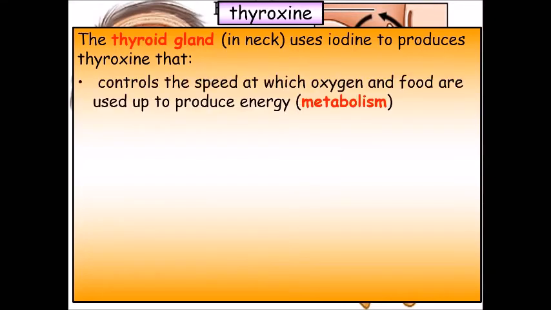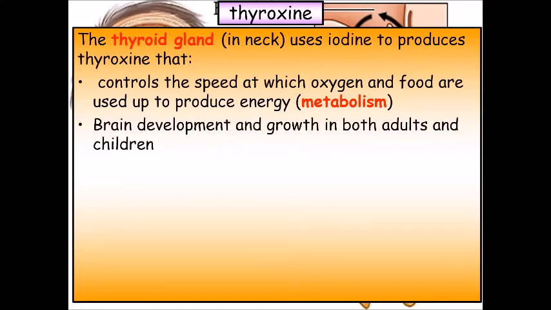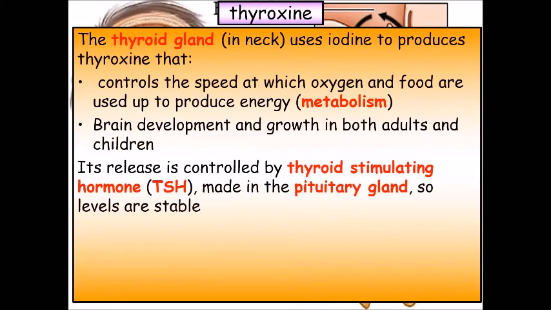But like I said, it controls metabolism, so the rate at which chemical reactions take place and we gain energy from the food. It also helps with development and growth in both adults and children. It is key to communicating with the pituitary gland. So what happens is the pituitary gland will stimulate the thyroid to maintain metabolic function.